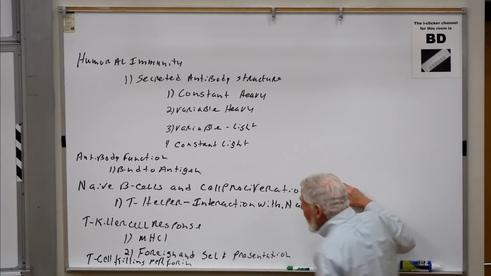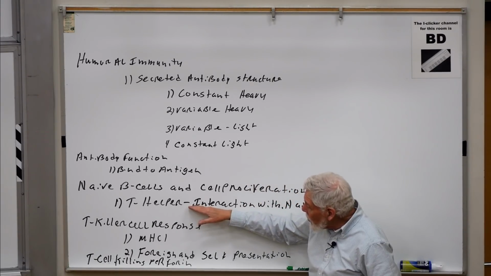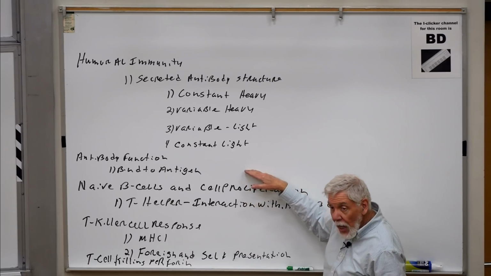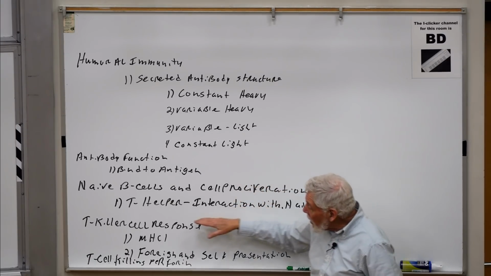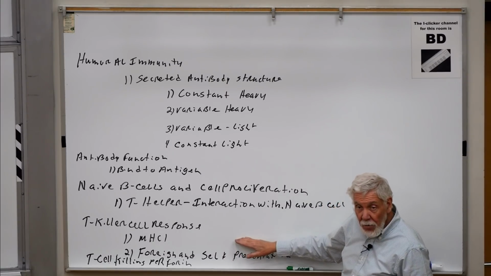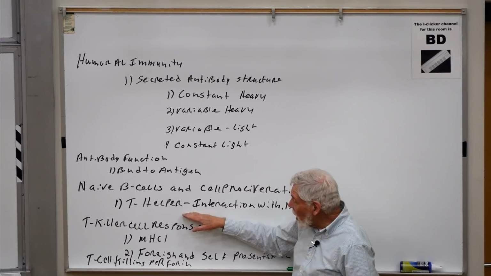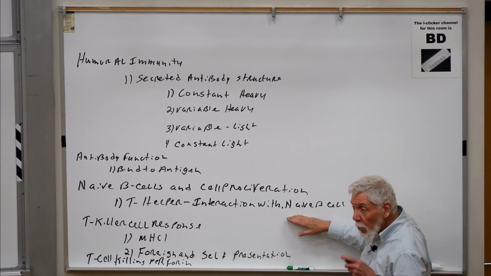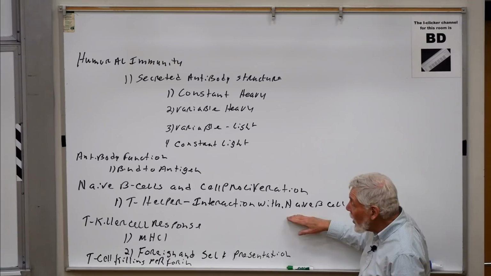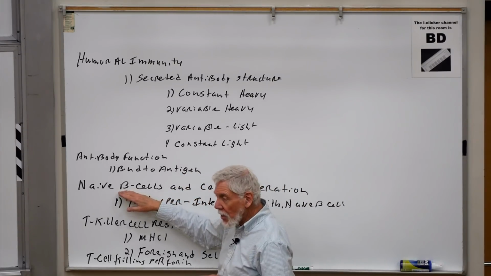Then the final 2 pieces here will be the interaction of T helper cells with professional antigen-presenting cells and the interaction of T killer cells with any other cell. Again, a T helper cell has to interact with a professional antigen-presenting cell. The professional antigen-presenting cell we'll talk about here are the naive B cells.